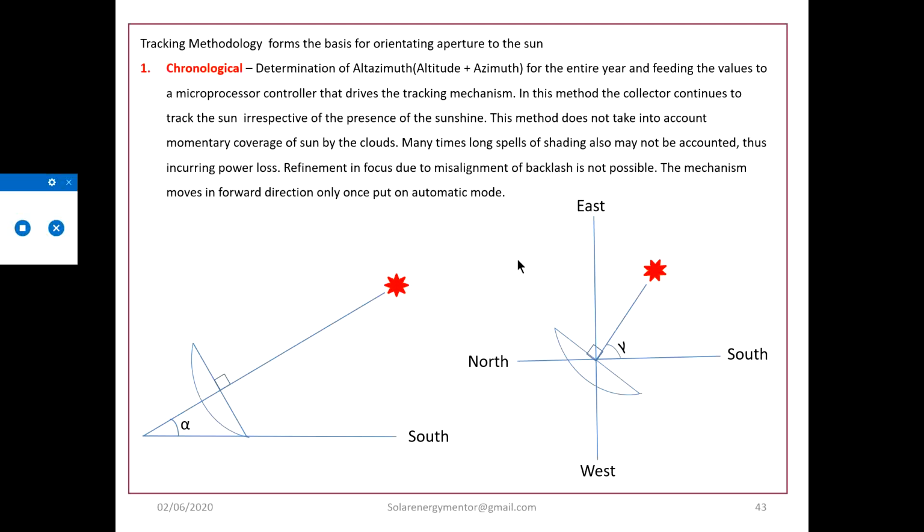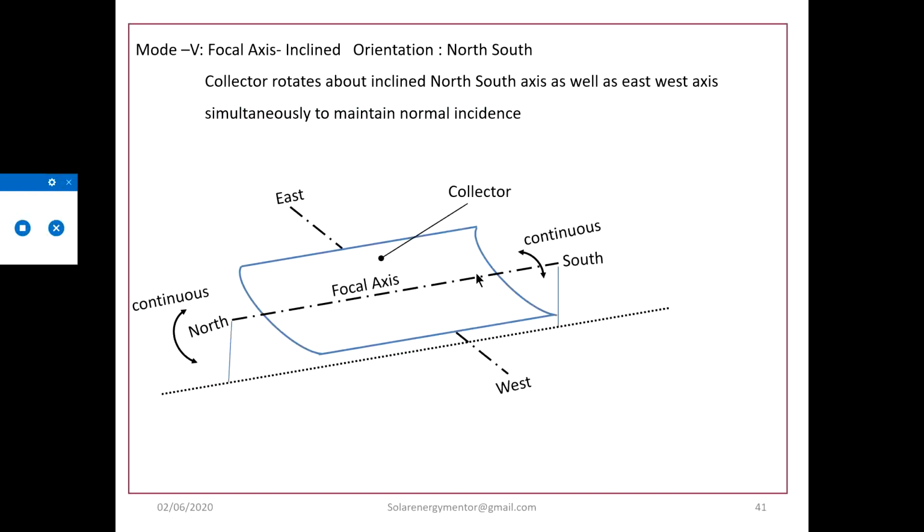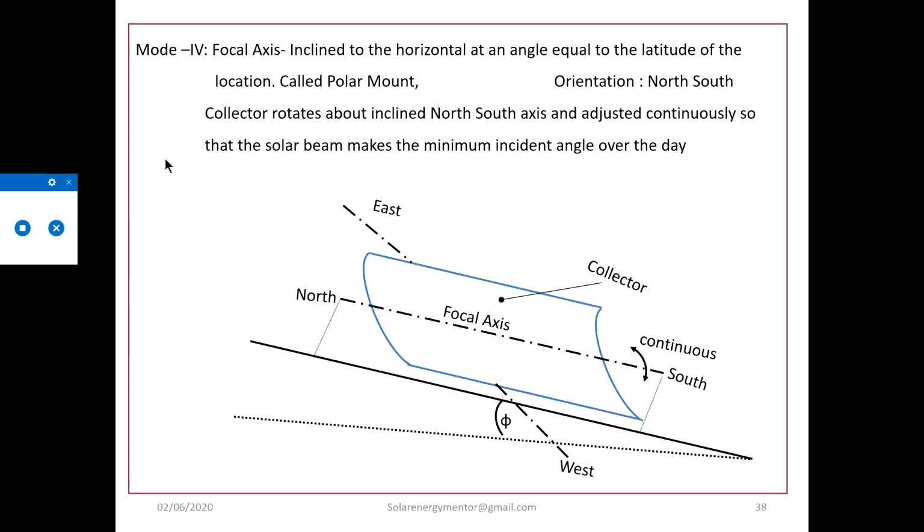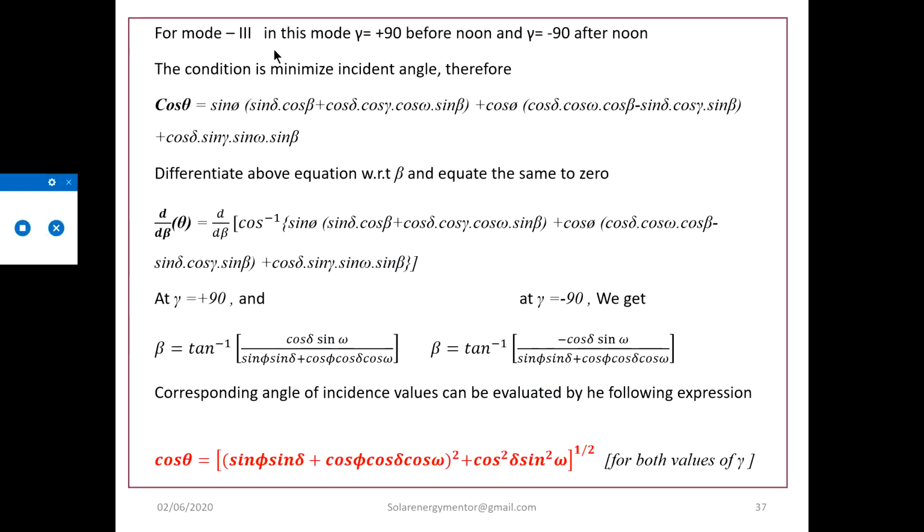So it is like this: if we go back, we know this expression of cos theta. This is the generalized expression of cos theta known to us.